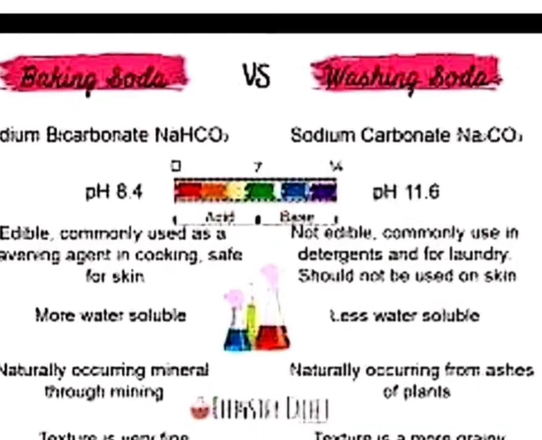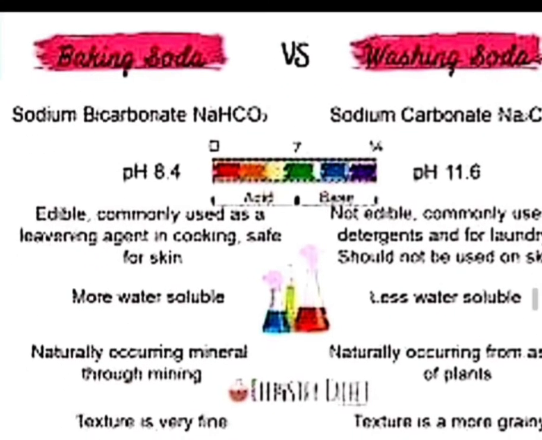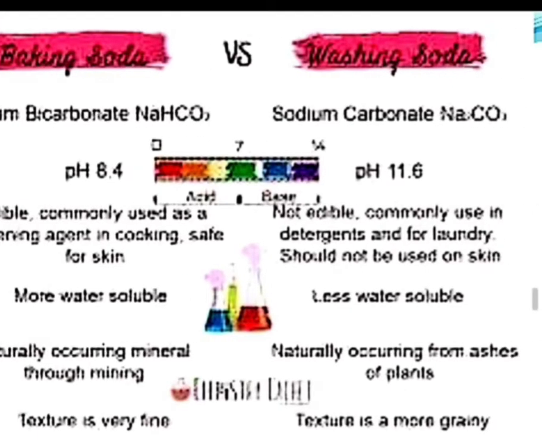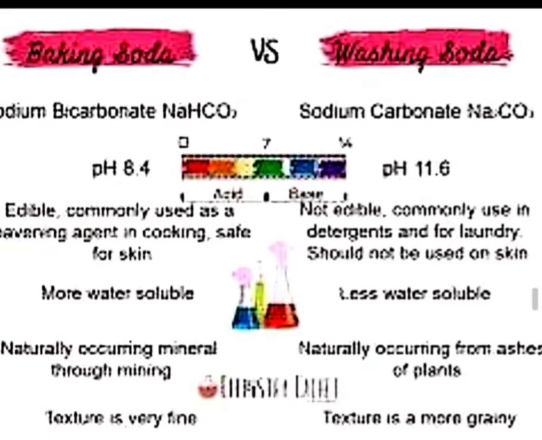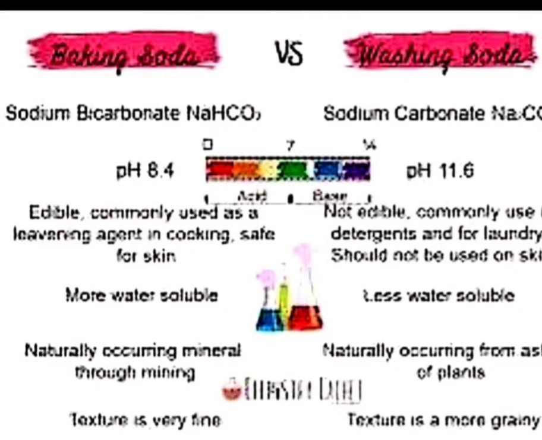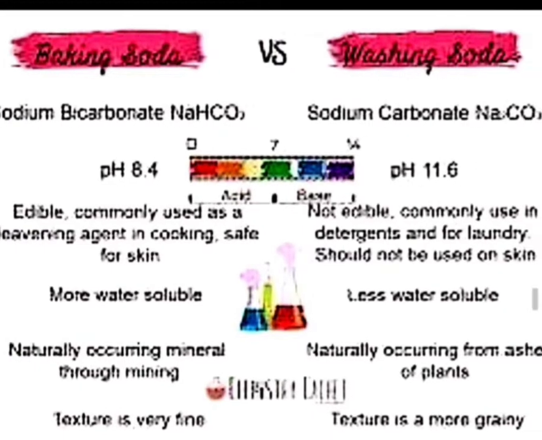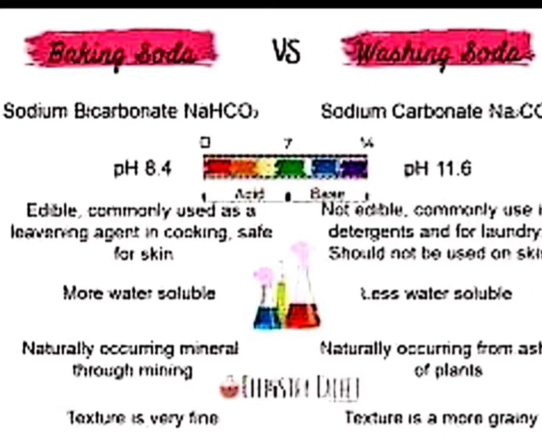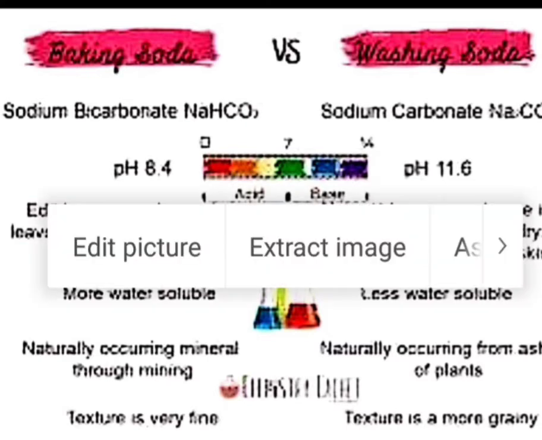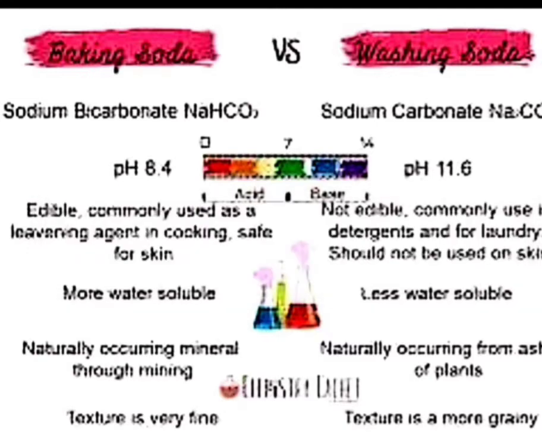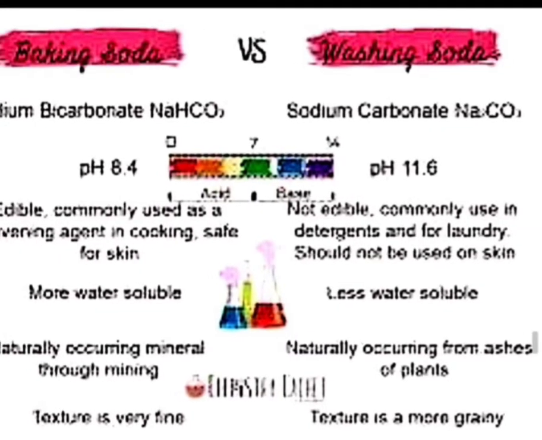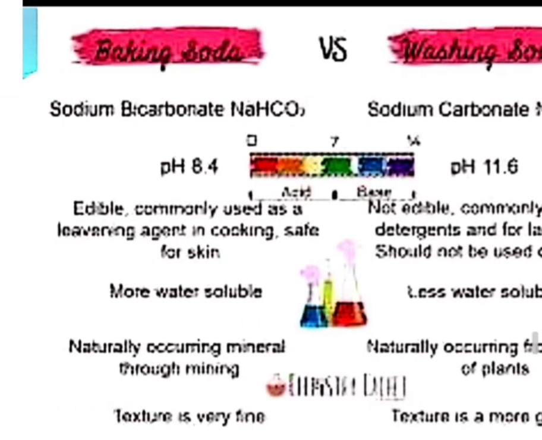Now if we compare baking soda with washing soda, the formula of baking soda is NaHCO3 and the formula of washing soda is Na2CO3. The pH of sodium bicarbonate, that is baking soda, is 8.4, whereas that of sodium carbonate is 11.6, that is, it is more basic. Baking soda is edible and commonly used as a flavoring agent in cooking, and it is safe for skin. And washing soda is not edible, commonly used in detergents and for laundry. It should not be used on skin.